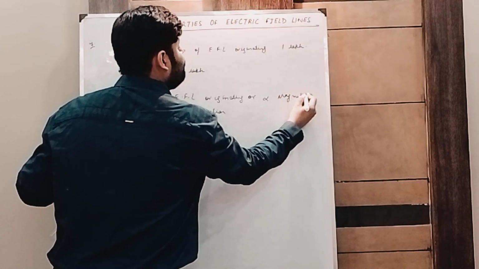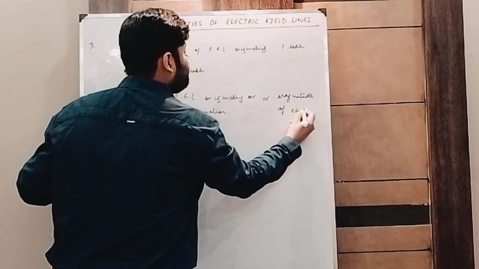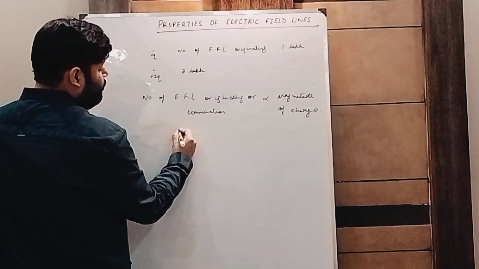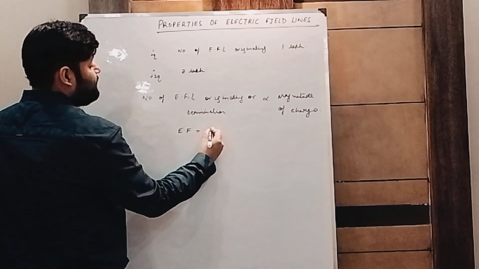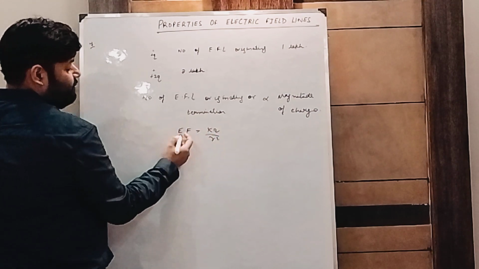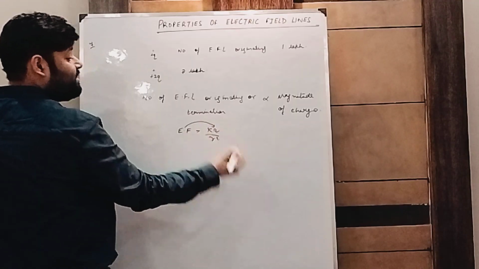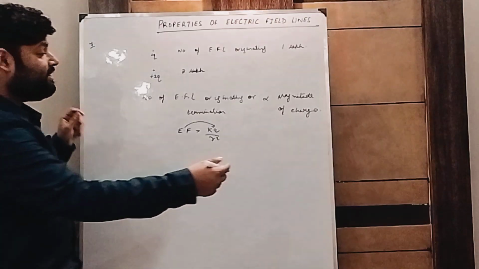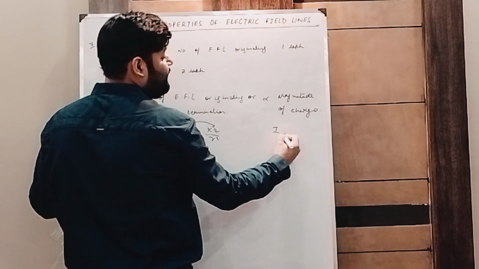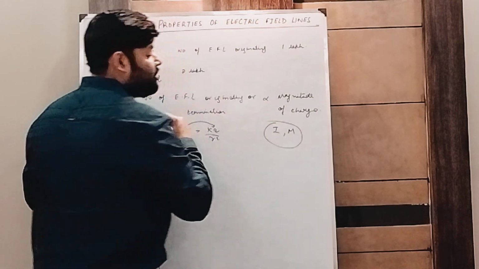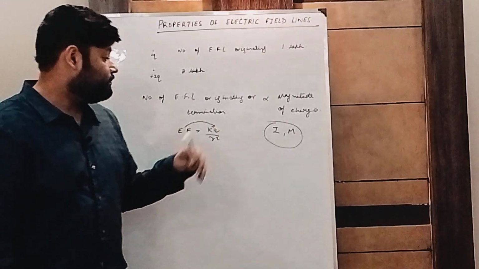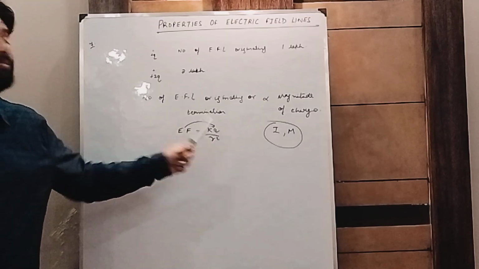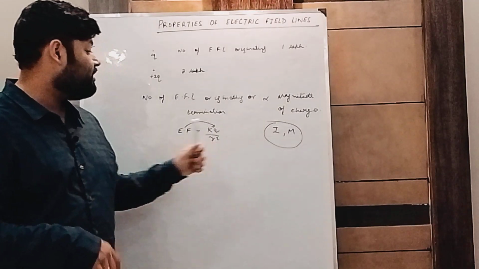This is fairly simple for you to understand. What was the formula of electric field? Electric field formula is KQ upon R square. Now we can also see that the magnitude is directly proportional to Q, and more the magnitude, more the intensity. Intensity and magnitude are the same thing, synonymous to each other. So the intensity, the magnitude of electric field, is directly proportional to Q.